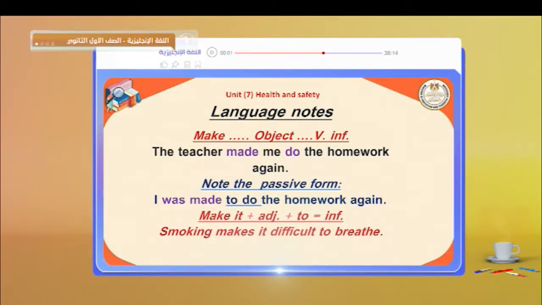We can say again, make it adjective to someone. For example, we say smoking makes it difficult to breathe. Or make it easy to understand. For example, we can say, if you need to remember a word, try to write it down. This will make it easy for you to remember. Make something plus adjective plus to infinitive.